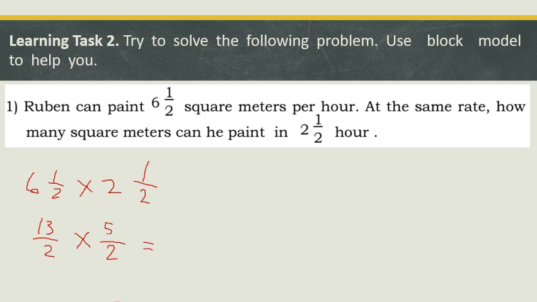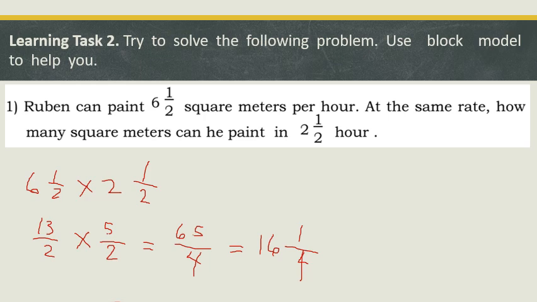Ang 13 times 5 po is 65. And 2 times 2 is 4. Ngayon, ito ay improper. Gagawin na natin siyang mix. So, ang makukuha natin dito is 16 and 1/4. So, ibig sabihin, ang magagawa po ni Ruben ay 16 and 1/4 square meters kung siya ay magpipaint sa loob ng 2 and 1/2 hours.